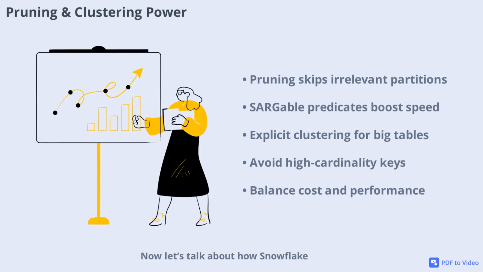Now let's talk about how Snowflake turbocharges queries with pruning and clustering. Pruning is the secret sauce. Before any data is read, Snowflake checks your query filters against micro-partition metadata. If a partition's min-max values don't match your filter, it's skipped entirely, no wasted reads. This is why writing SARGable predicates like direct date ranges is crucial. Wrapping columns in functions like year forces a full scan and kills performance.